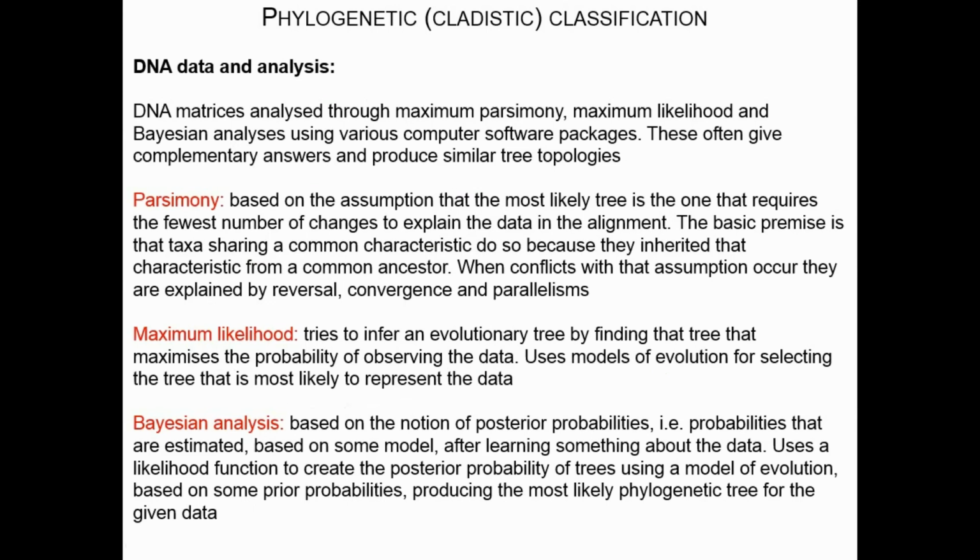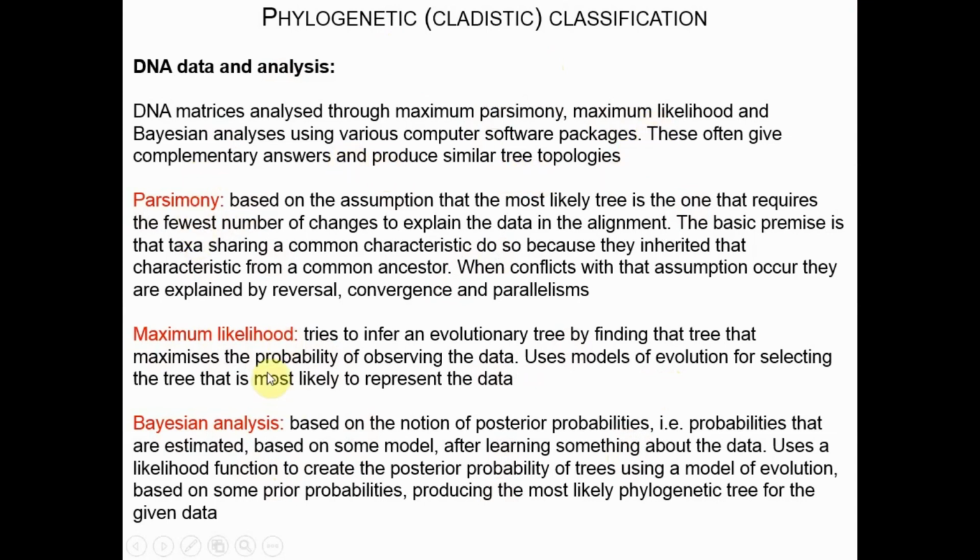So phylogenetic analyses of very large groups of taxa are obviously not as simple as what we've just done, and you won't draw those by hand. DNA matrices can then be analyzed in 3 different ways. We have parsimony analysis, maximum likelihood, and Bayesian analysis, and this you'll come to know as you move through the BDC courses. We'll do this in more detail.